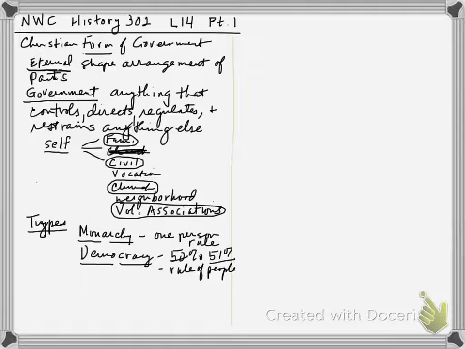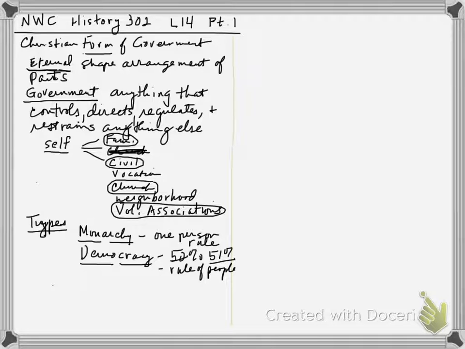Sometimes we call it the rule of the majority that tramples on the rights of the minority. It's the tyranny of the majority. And so democracy never lasted long, and among the Greeks, James Madison and others who studied it very closely knew we did not want to go in the direction of democracy.